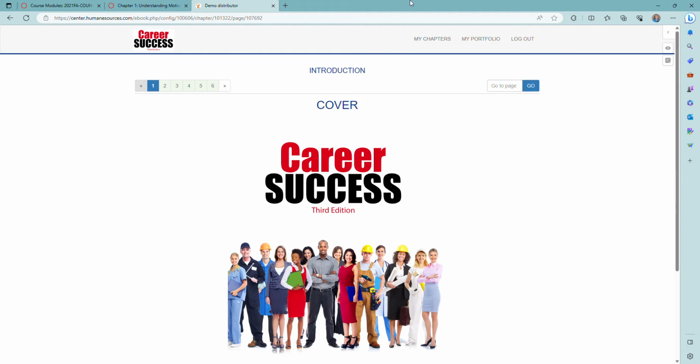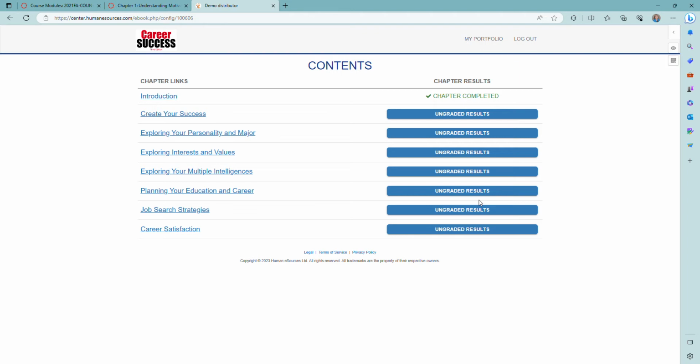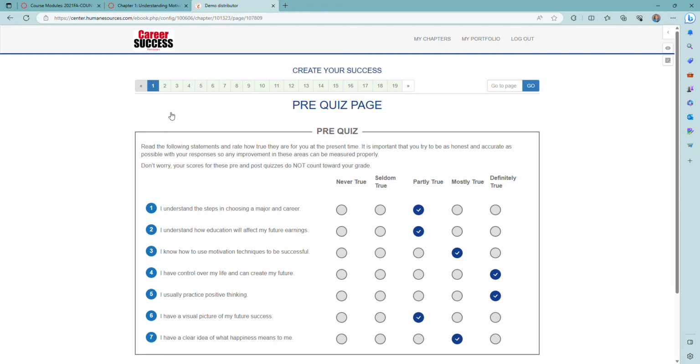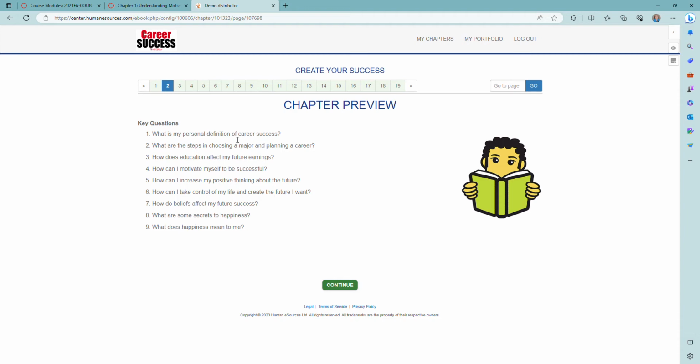Let's take a look at some of the chapters and the interactive features. The first chapter is called Create Your Success. The chapters begin with a pre-quiz and end with a post-quiz so that students can measure their learning in each of the chapters. The chapters begin with the student learning outcomes.